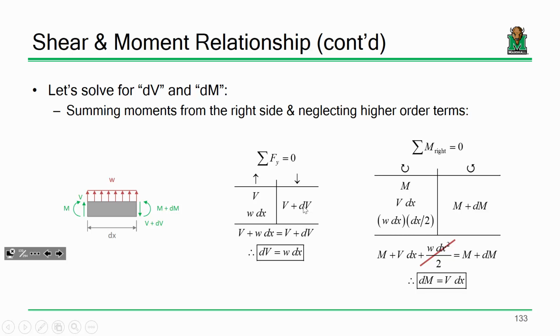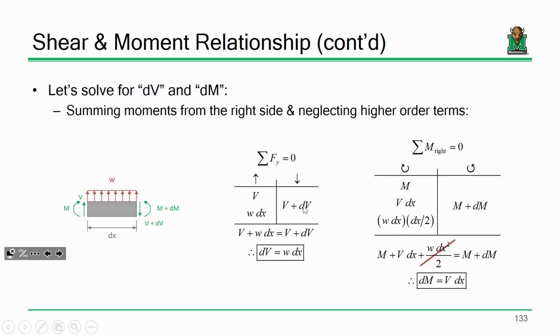All right? Same thing with the moments. We can do something very similar. If I sum moments, let's say on the right side, I've got an M acting this way and an M plus dM acting in the opposite direction. This shear does not cause any moment, but this one does. V times dx acting clockwise, and then I also have my distributed load acting clockwise, and it's a force times a distance. The force is w dx, w over that length, and the moment arm is half a dx. Remember, in that differential element, we're considering it uniformly distributed. So the centroid is halfway over.